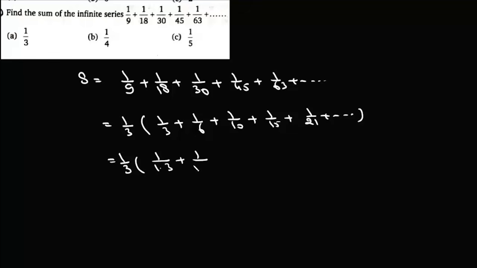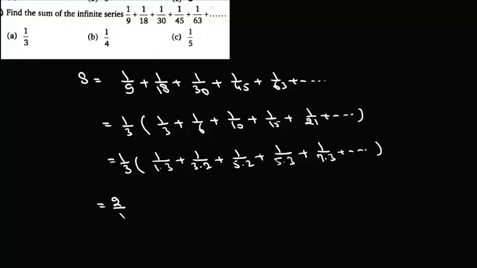This is 3 into 2. This is 5 into 2. This is 5 into 3. This is 7 into 3. Now what we can see is, here we have 1, 3, 3, 2, 5, 2. So we can write this as 2, 3, 3, 4, 4, 5, 5, 6, 6, 7. So we'll multiply by 2 and divide by 2.